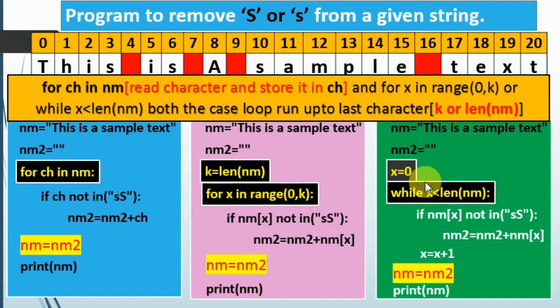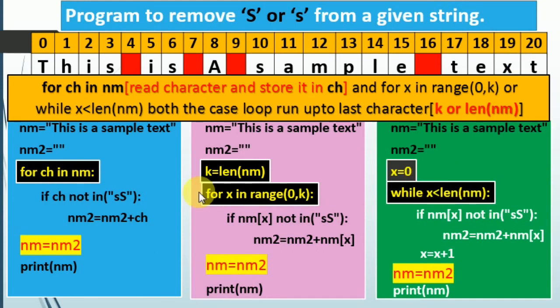Same in the while loop, x is going to be initialized with 0, that means x starts with the index value 0, and length is going to be nm. Same line, k equals length of nm I have used. Here I write down length of nm. So it will work up to the last character.